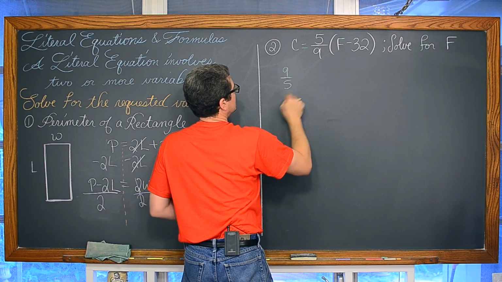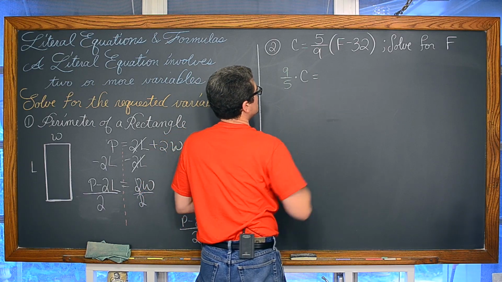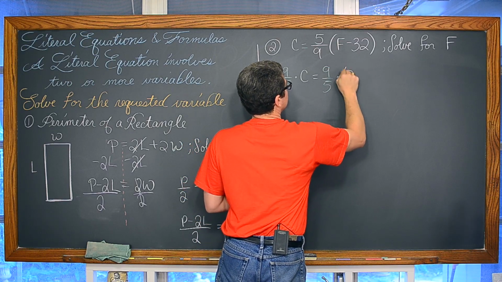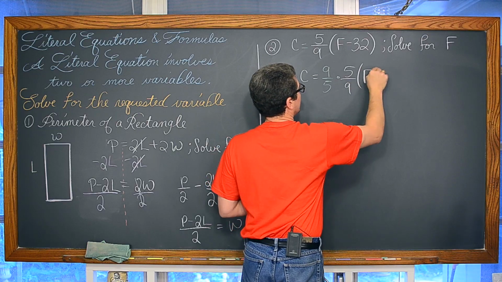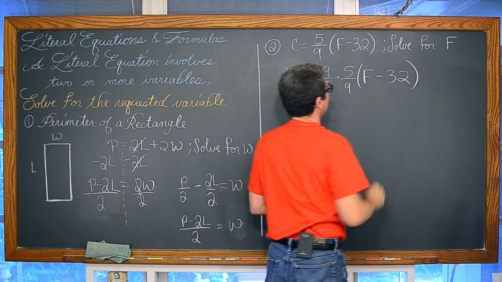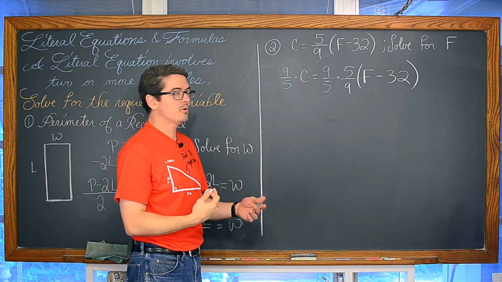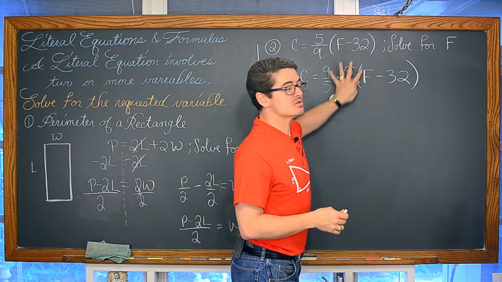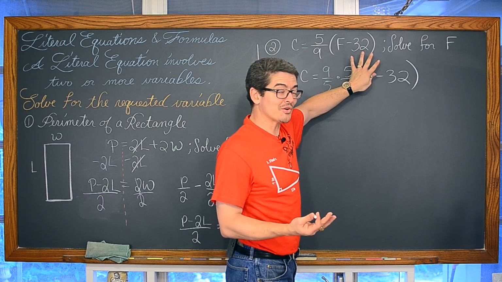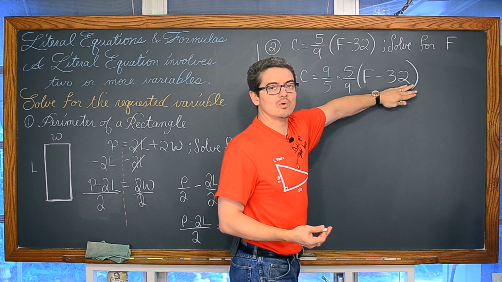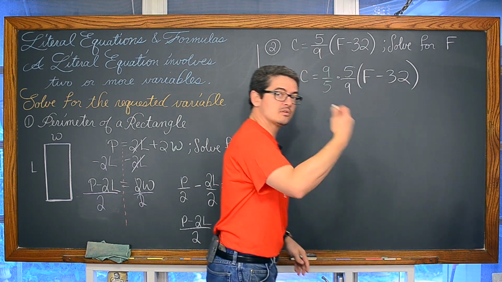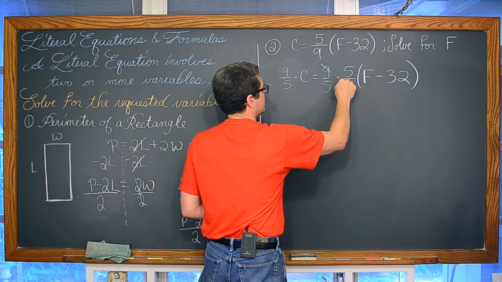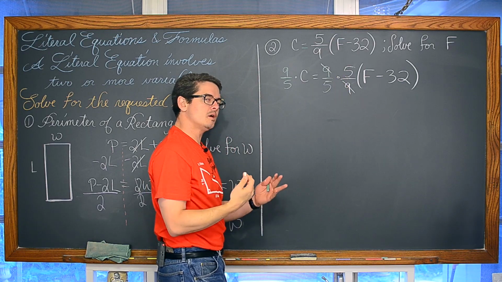9/5 times C is equal to 9/5 times 5/9 times F minus 32. And so I'm applying that same math operation of multiplying 9/5 to both sides of the equation, but you're only going to see that multiplication occur once on the right side, because there is only one term here. If there was a bunch of terms, then we would have to distribute that 9/5 to all of those individual terms. But the 9 and 9, we're going to cancel across this multiplication sign.